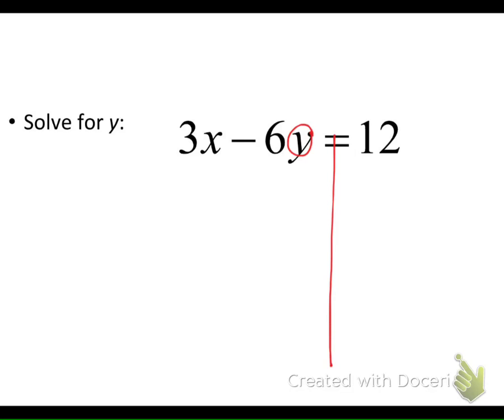Now, this minus 6y, that 6 is touching the y. So what does that mean to do? Multiply. So according to SADMAP, where do I start? Do I start with that 3 to get rid of it or that 6? Remember SADMAP: subtraction, addition, division, multiplication, exponents, and parentheses. So looking here, to get the y by itself, we know we're getting rid of the negative 6 and the 3x. So I'm looking at my S. Do I have any subtraction?